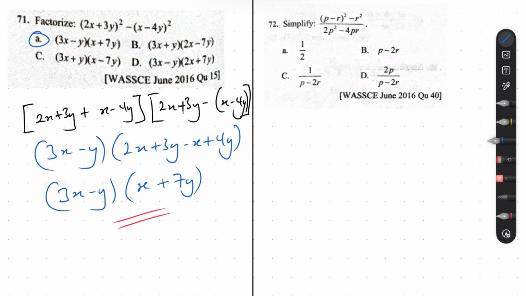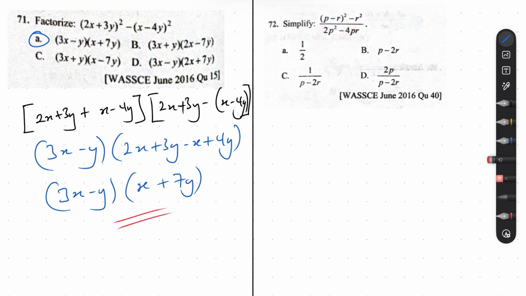Cool. Let's move on to question number 72. The question says, simplify this. Now, the top here we can see a difference of two squares. Here's one square and there's another square. So let's do that. And then on the bottom, which is the denominator, we have p here that we can factor out, and also we can factor 2 out because 2 can go into 4 exactly.